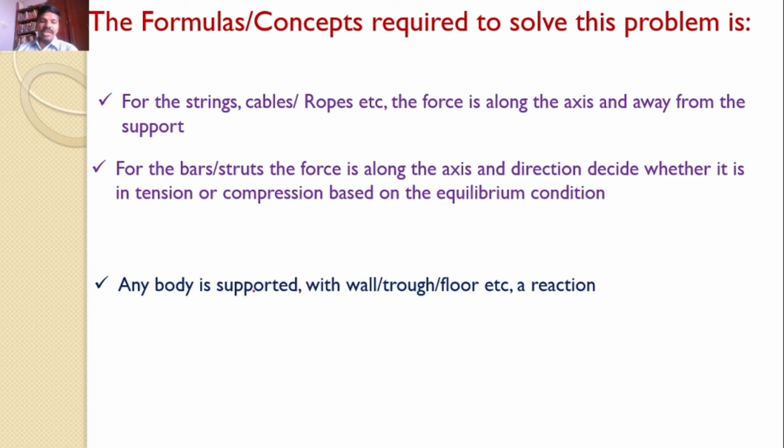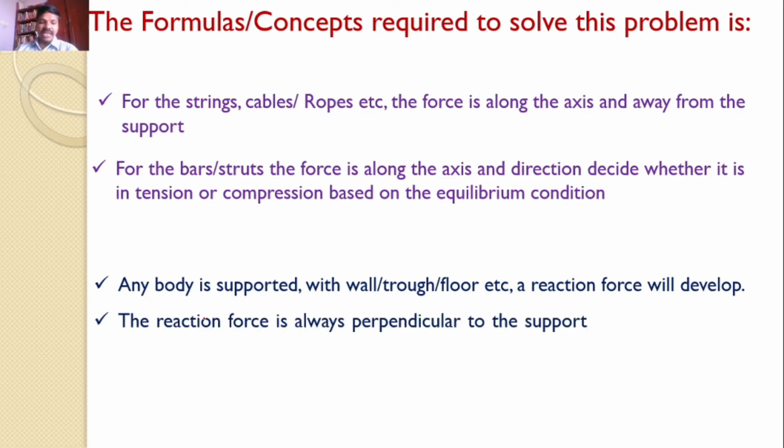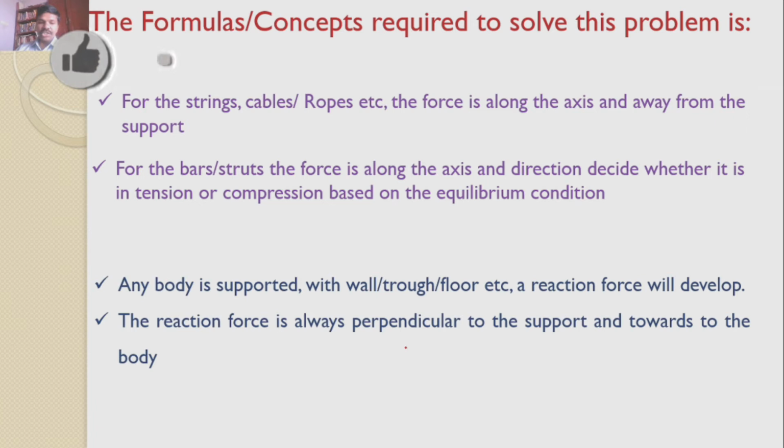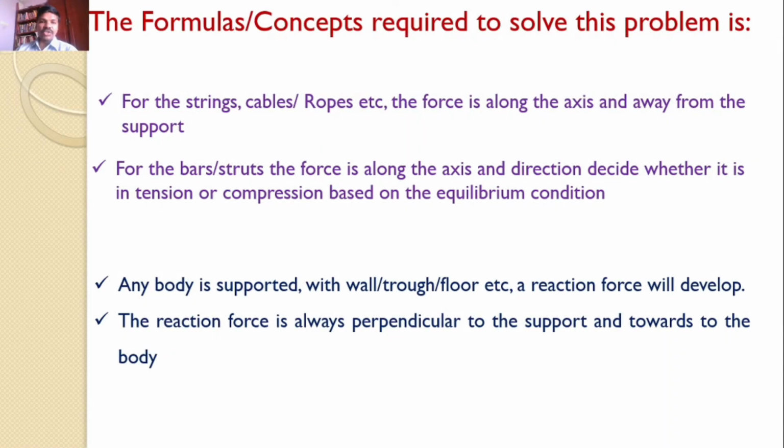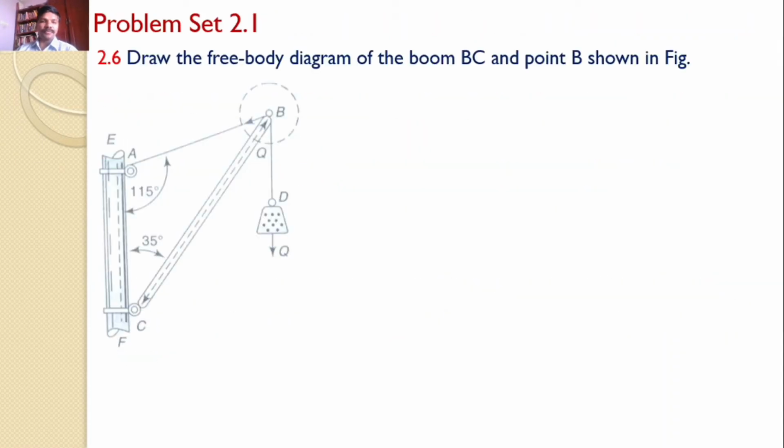Similarly, if any body is supported with wall or floor or trough, etc., there is a reaction force developed on the body, and that reaction force is always perpendicular to the support and it is towards the body. Okay, so with this concept, let us go to the solution of our problem. We are interested to draw the free body diagram of BC and also the free body diagram at B. Now let us discuss one by one.